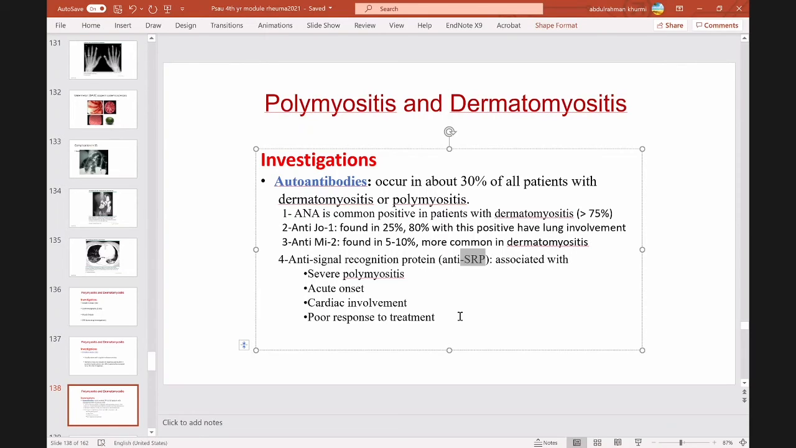These are subtype syndromic pictures of dermatomyositis and polymyositis. Anti-Jo is seen with lung involvement, anti-Mi-2 in dermatomyositis, anti-SRP comes with cardiac involvement and does not respond to the usual treatment.